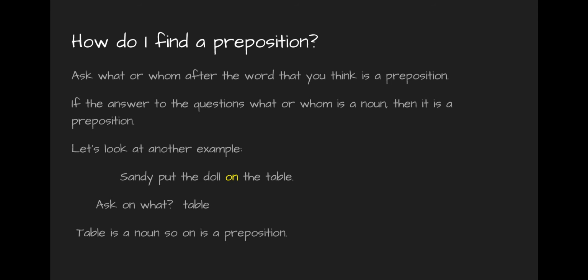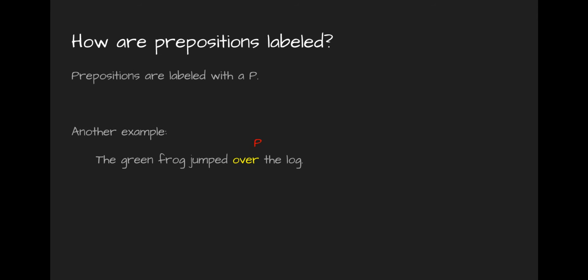Whoops. How are prepositions labeled? Prepositions are labeled with a P. Here is another example. The green frog jumped over the log. We label over with P. Later on, we're going to figure out what to do with the noun.